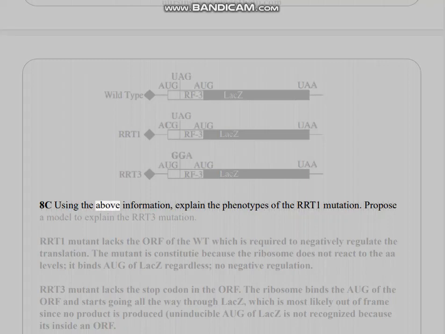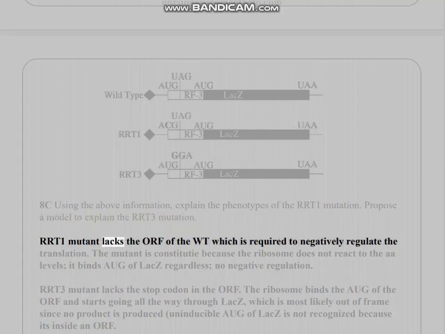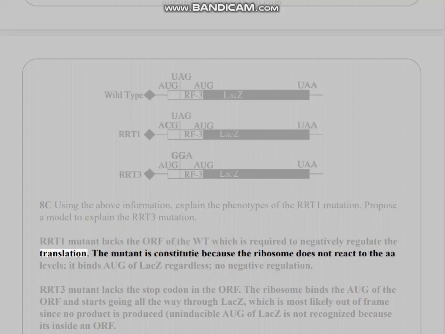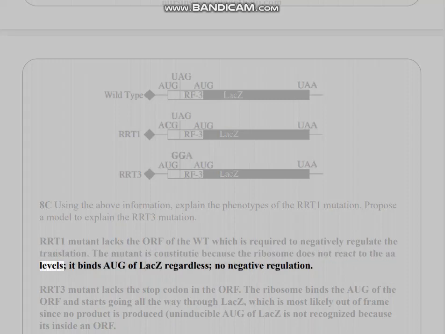8c. Using the above information, explain the phenotypes of the RRT1 mutation. Propose a model to explain the RRT3 mutation. RRT1 mutant lacks the ORF of the WT, which is required to negatively regulate the translation. The mutant is constitutive because the ribosome does not react to the AA levels. It binds AUG of LacZ regardless, no negative regulation.